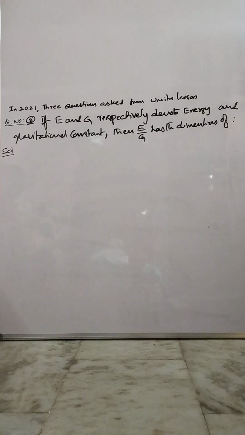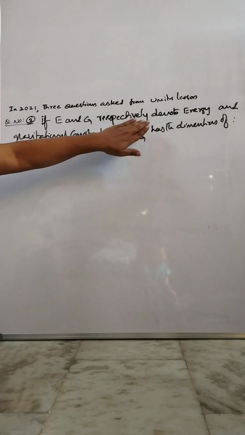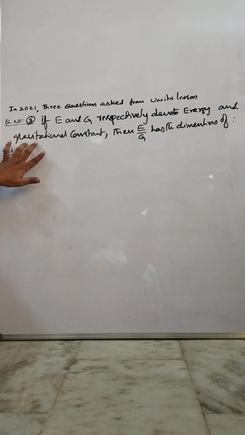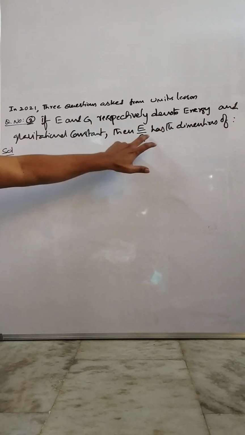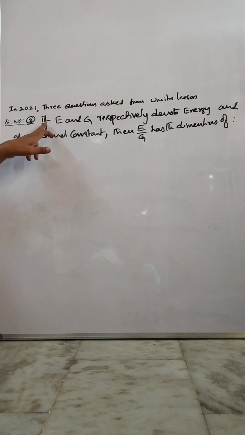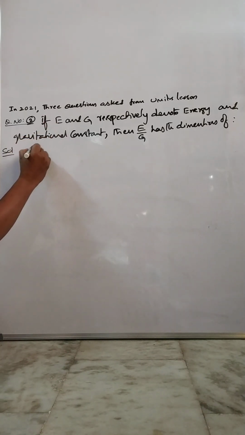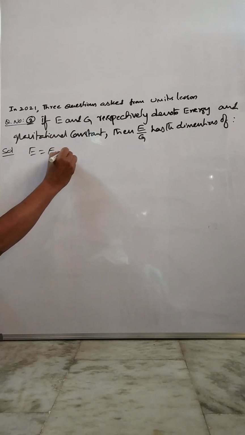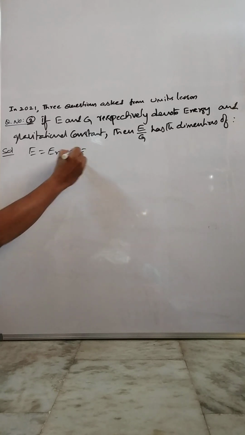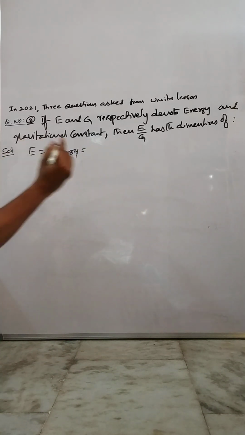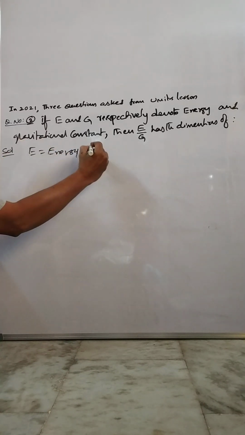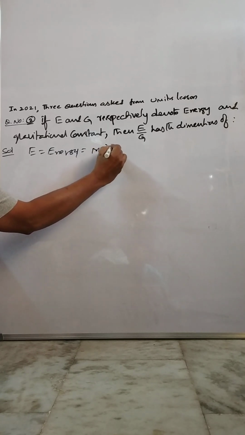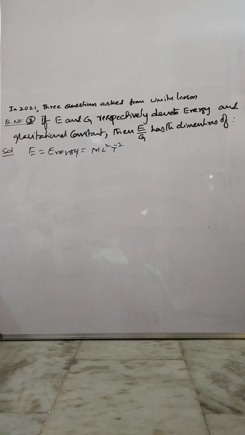The second question in 2021: if E and G respectively denote energy and gravitational constant, then E by G has the dimensions of what? What is given? E is energy. What is the dimension formula of energy? It is nothing but work. You know very well, it is ML square T power minus 2.